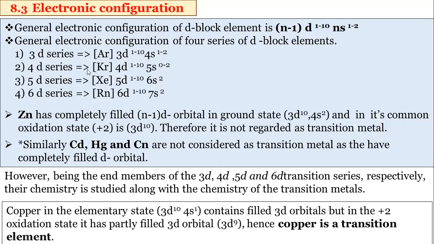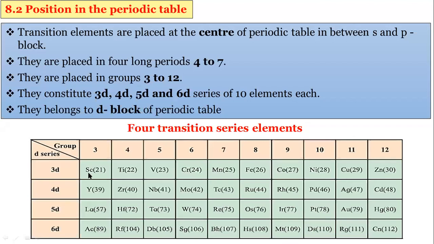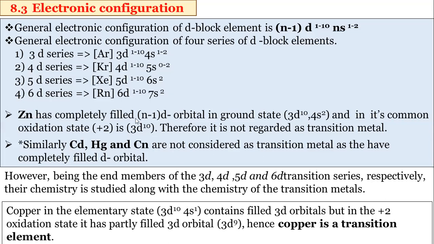Then in the 4d series, krypton is used with respect to inert gases. So it is 3d, 4d, 5d, 6d. 1 to 10 means the d orbital is progressively filled: 3d1, 3d2, 3d3, 3d4, 3d5, 3d6, 3d7, 3d8, 3d9, 3d10. Like this, it will be 4d1, 4d2, 5d1, 5d2, like this. So the general electronic configuration is shown.